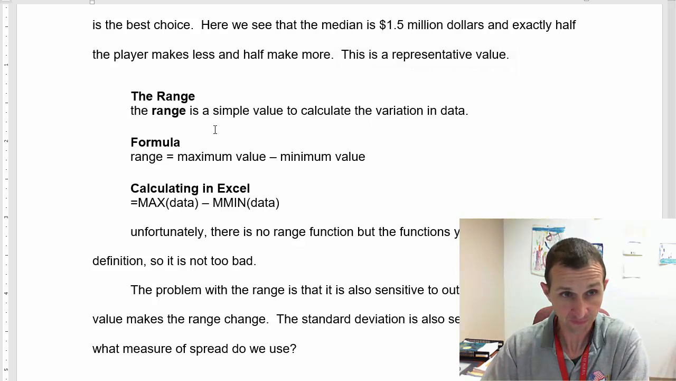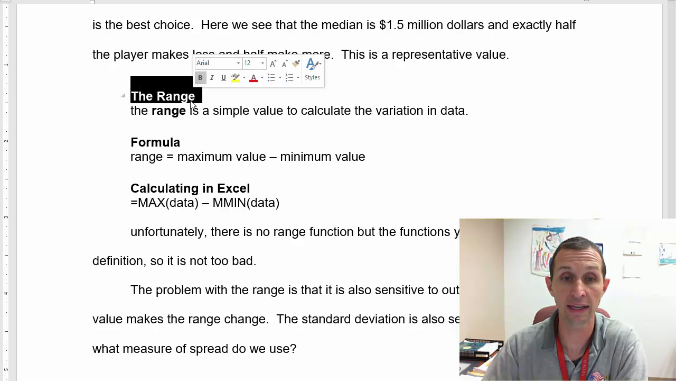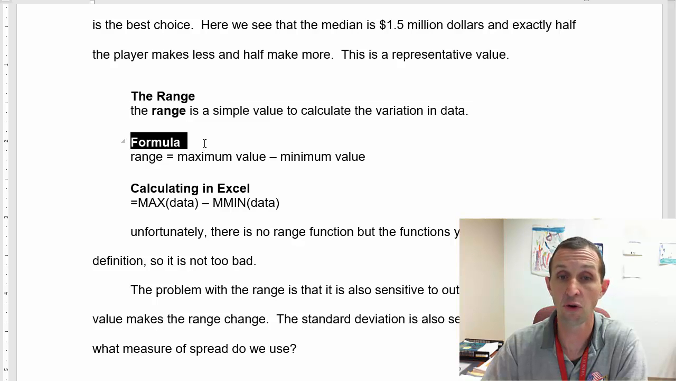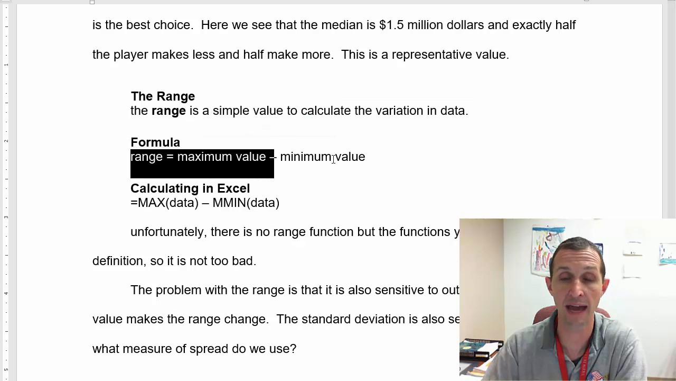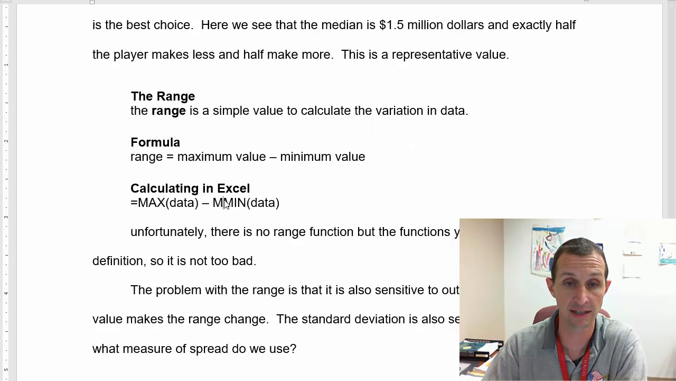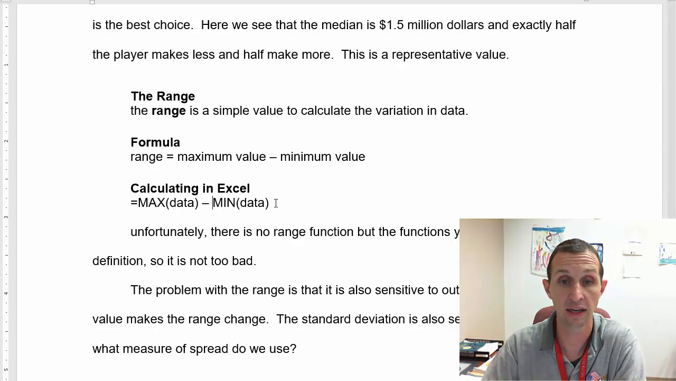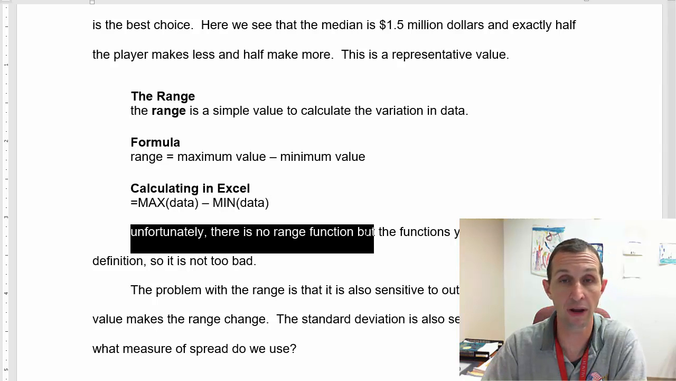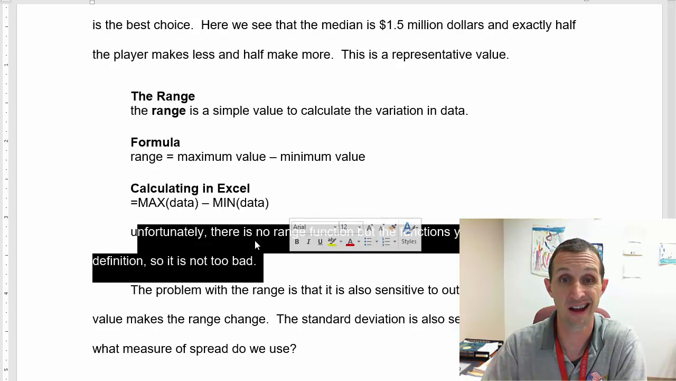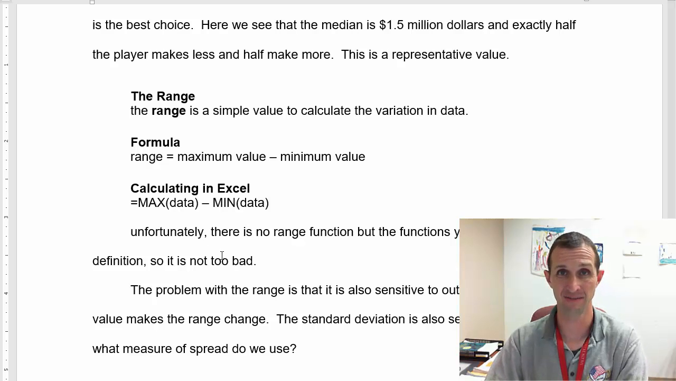Now, with the mean, we had the standard deviation. For the median, we have the range, and the range is a very simple way to calculate variation in the data. And the formula is super straightforward. The range is the max minus the min, and you would actually calculate it in Excel doing max minus min, okay? Unfortunately, there's no range function, but the functions you use are the definition, so it's not really that bad. Not as bad as that mult mode thing.